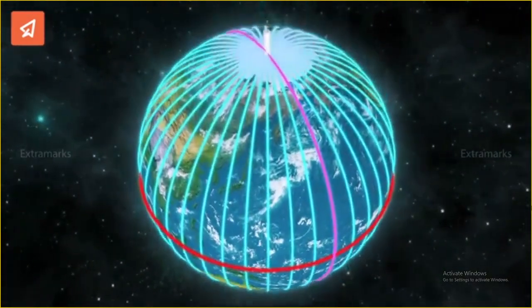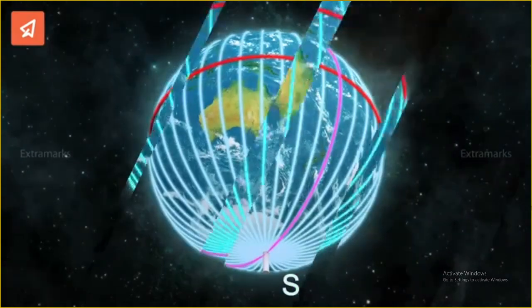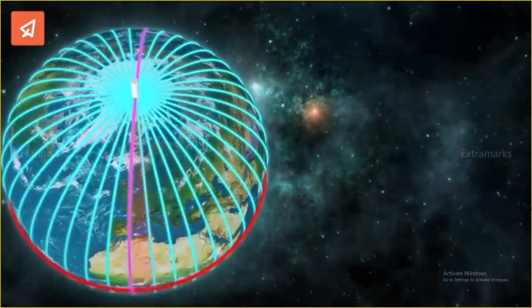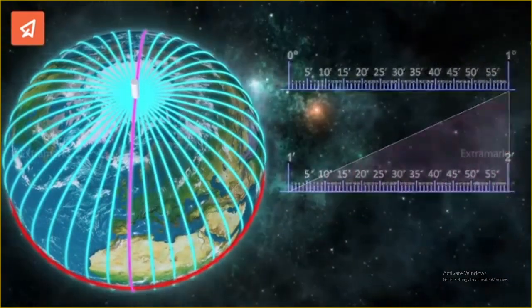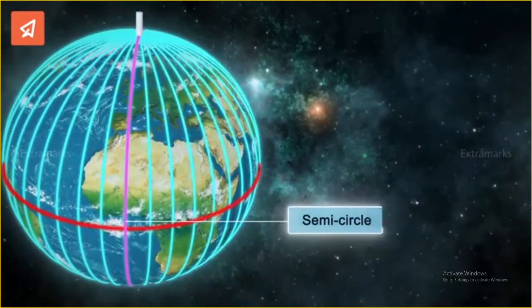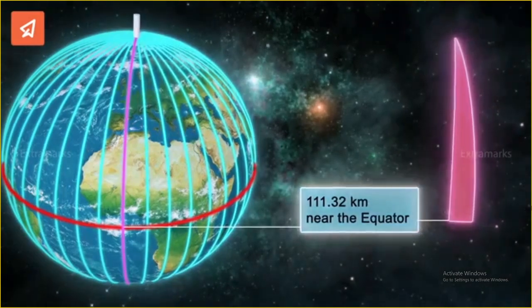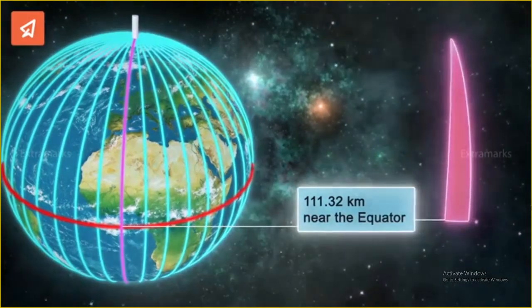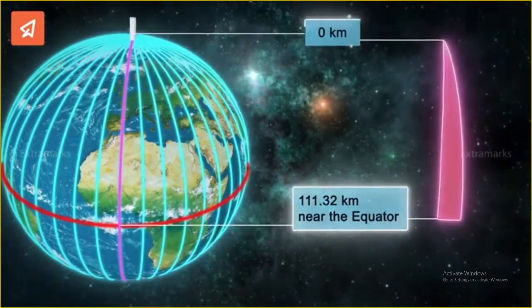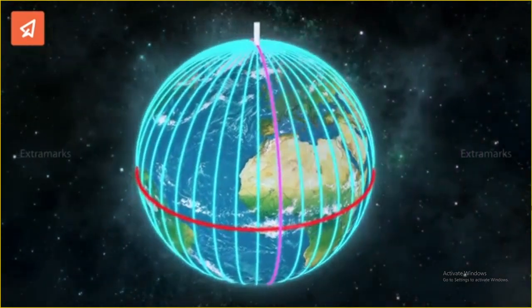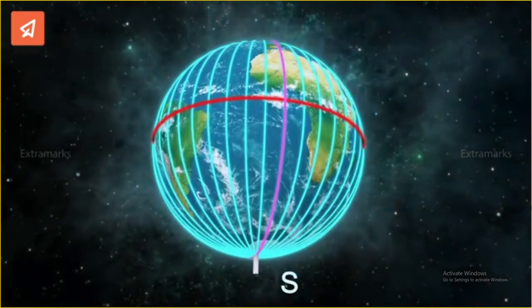They are the imaginary lines that run from the North Pole to the South Pole. Each degree of longitude is further subdivided into 60 minutes, each minute into 60 seconds. The shape of the longitudes is semicircle. The widest areas of longitude, measuring 111.32 kilometers, are near to the equator, where the Earth bulges out. Longitudes reduce to 0 kilometer at the poles. All meridians of longitudes meet at the north and south poles.